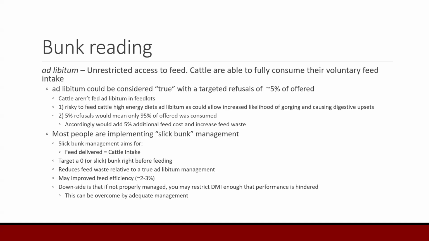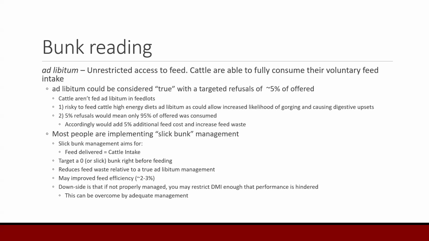Cattle in today's feedlots are not fed ad libitum. No one's really feeding as much feed as that animal could possibly want. One, it's risky to feed cattle high energy diets ad libitum, as it could increase the likelihood that an animal will have a gorging session. When I say gorging, it just means one errant day they walk up to the feed bunk and eat a lot more than they normally do. That increased slug of feed into their rumen can cause ruminal acidosis, and can cause digestive upsets and disorders.